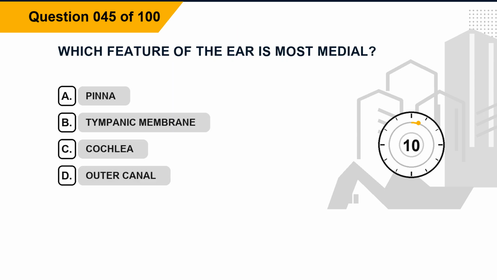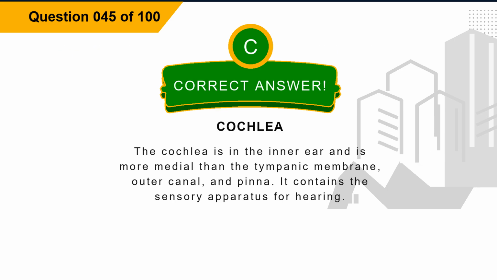Question 45. Which feature of the ear is most medial? Option A: pinna. Option B: tympanic membrane. Option C: cochlea. Option D: outer canal. The correct answer is option C: cochlea. Explanation: the cochlea is in the inner ear and is more medial than the tympanic membrane, outer canal, and pinna. It contains the sensory apparatus for hearing.